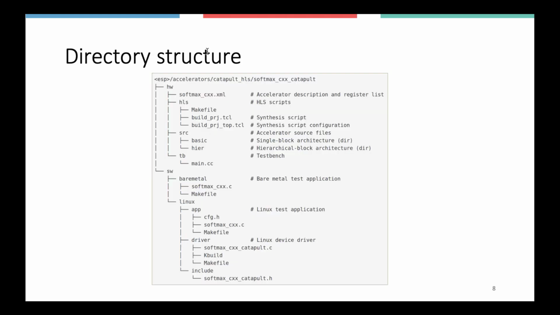Let's see in more detail the directory structure. In particular for the Softmax CXX Catapult, we will have a hardware and software directory. In the hardware directory, we have an XML file that contains the accelerator description and the register list. As well, we have an HLS directory for the HLS scripts, and directories for the sources of both the synthesizable code and the test bench. We also have a software directory for the bare metal application and for the Linux application that comes with device drivers.